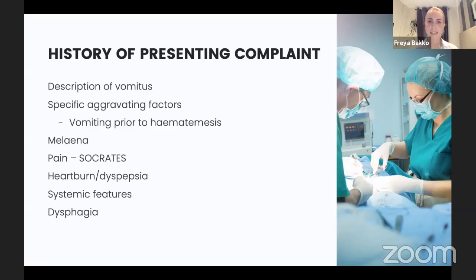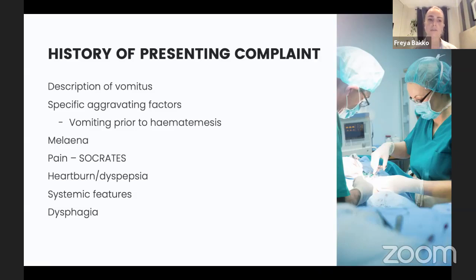Then you want to ask about melena. A lot of people aren't really familiar with what melena is, so it's important to describe that this is black, tarry, often foul-smelling stools. They feel quite sticky. And how long has this been going on for? And have they had any prior episodes of either hematemesis or melena?